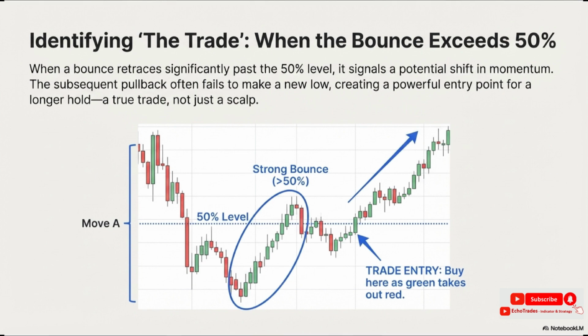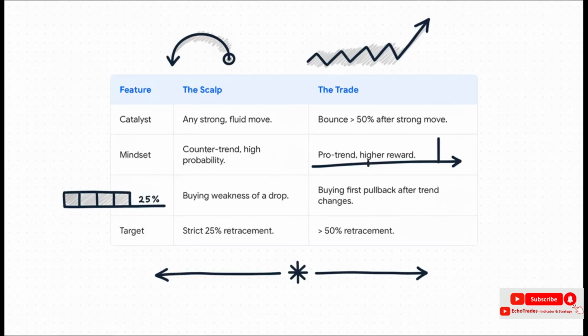And this little playbook here just sums it all up, doesn't it? The scalp is a counter-trend stab with a strict 25% target. The trade is a pro-trend move, but it's only triggered after a bounce of more than 50%, and it has a much higher reward potential. See? Two totally different opportunities, and they're both identified by one single critical level.